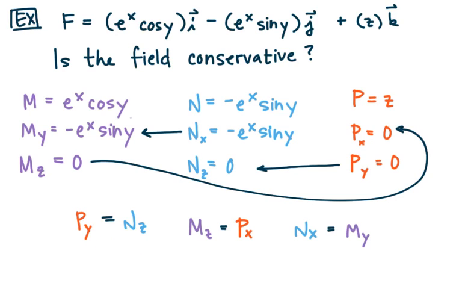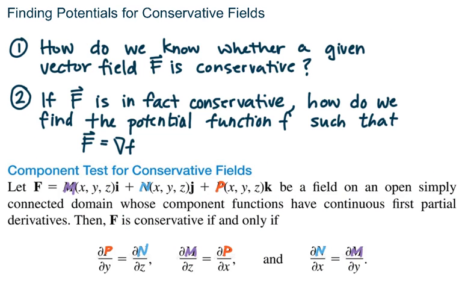So we have to show that these three equations are true, and if they are true, then we can say that the vector field is conservative. Now I used a shorthand partial derivative notation compared to what we have up here, but they do have to match up. Partial of P with respect to y needs to match partial of N with respect to z. M with respect to z needs to match P with respect to x, and N with respect to x equals M with respect to y.